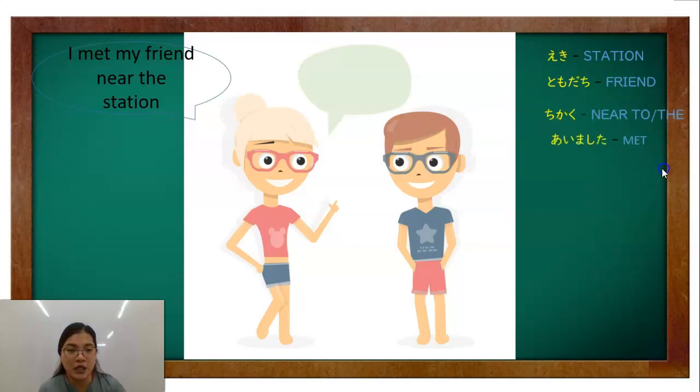Near to is chikaku. And met is aimashita. Okay? So that would be, I meet my friend near the station. Eki no chikaku de tomodachi ni aimashita. Okay? So as you can see, we use particle de for this one.